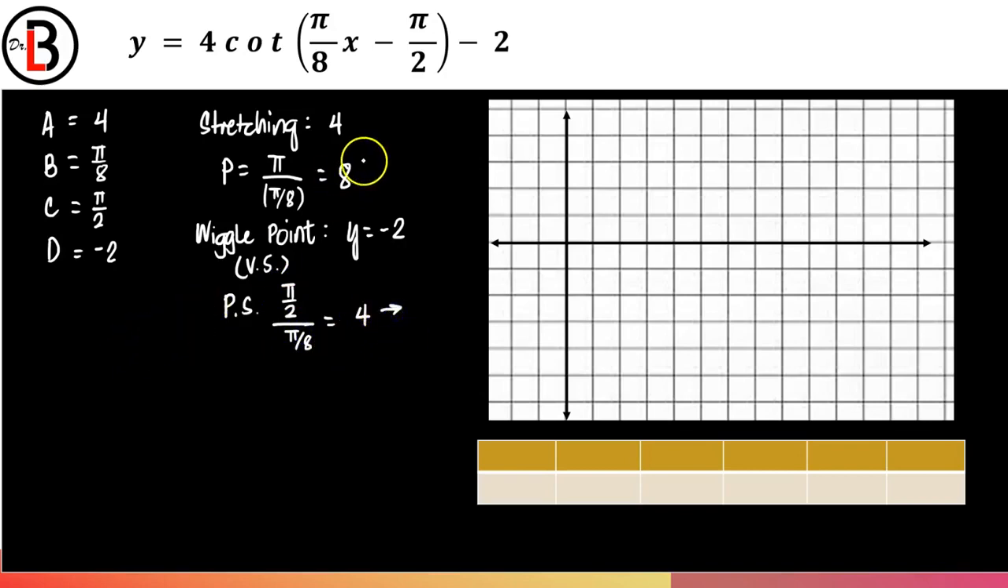So let's solve for the intervals. Intervals is actually period over 4. So that's 8 over 4. It's every 2 units. Let's solve for the vertical asymptotes.